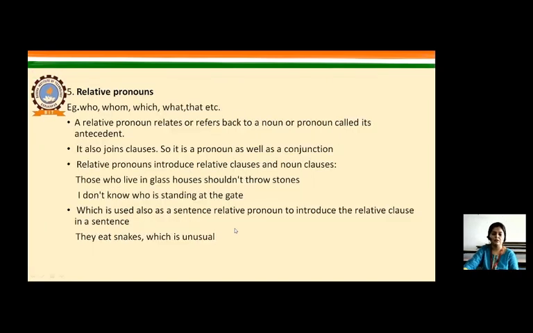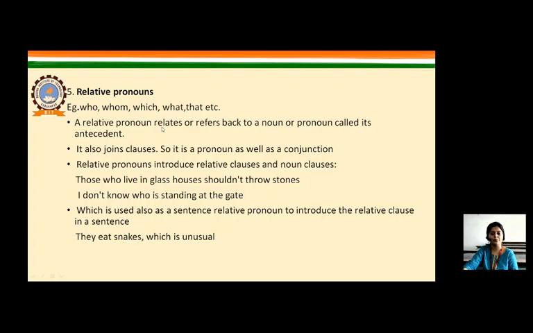Now moving further, we have the next category of pronoun, that is a relative pronoun. So as you can see from the word itself, we have relative pronoun, which means having some relation or showing some form of relation. Example: who, whom, which, what, that, etc.